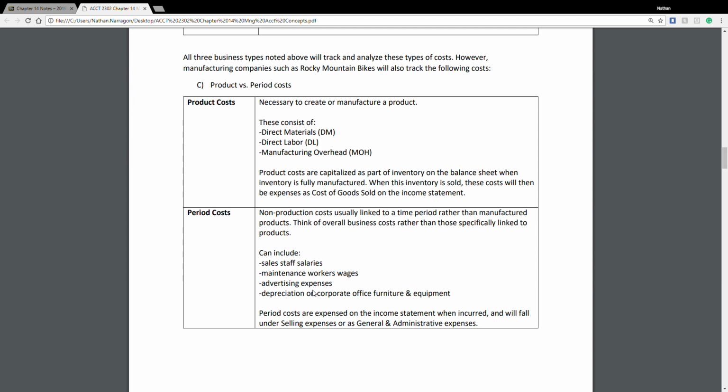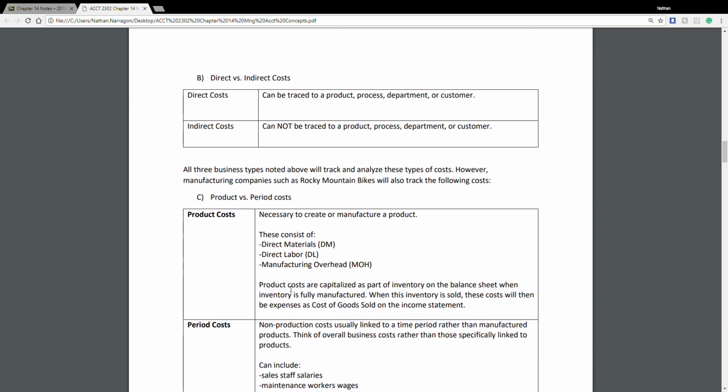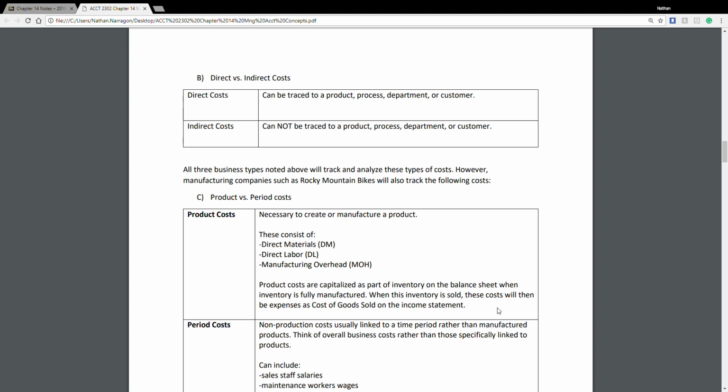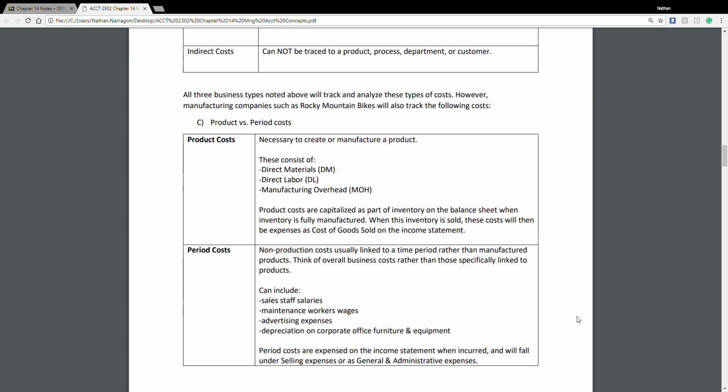So again, looking up here, direct materials means we can trace these materials to the products. Direct labor, again, we can trace. Even with manufacturing overhead, you can trace some of it, but mostly they're going to be indirect costs. But these are going to be capitalized as part of inventory on the balance sheet. So again, manufacturing does a lot more balance sheet stuff this time around.